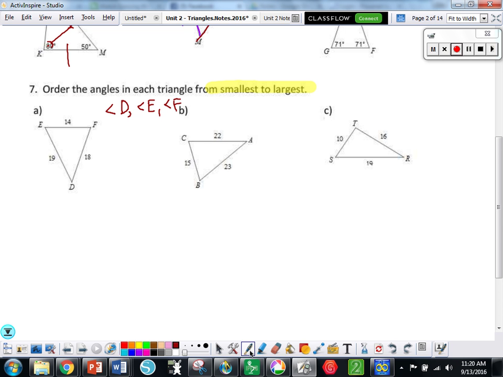Really quick, if I see the phone again, I'm going to take it away. Part B and C, try it on your own if you haven't already. That's in 19.